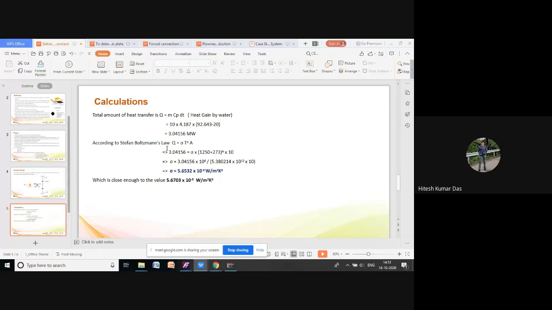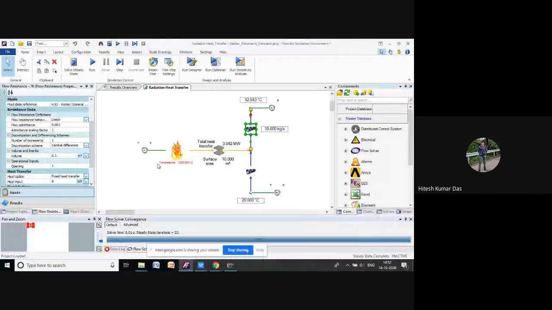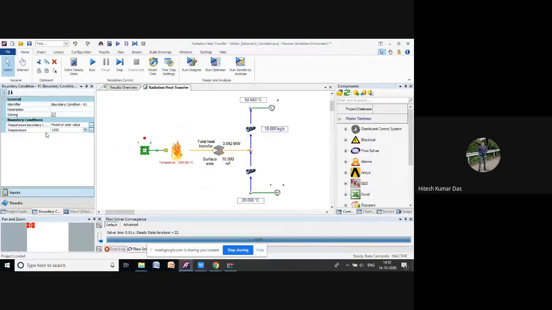Next, by applying the Stefan Boltzmann constant, the emissive power of a black body equals sigma T to the power 4 into A. For Q, we have calculated 3.04, so we have put 3.04 here. Next, sigma we need to calculate. For this, the temperature T to the power 4 we are taking in Kelvin, 1250 plus 273. We have taken this from the flame temperature, because in that flame we have mentioned a temperature of 1250 degrees Celsius.